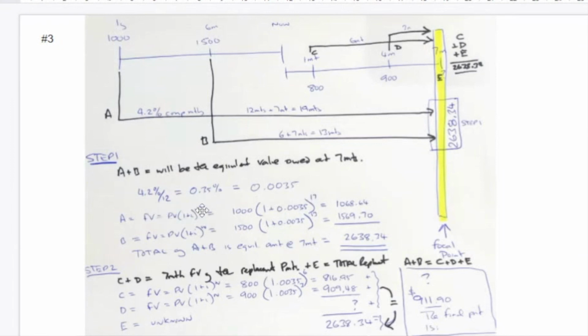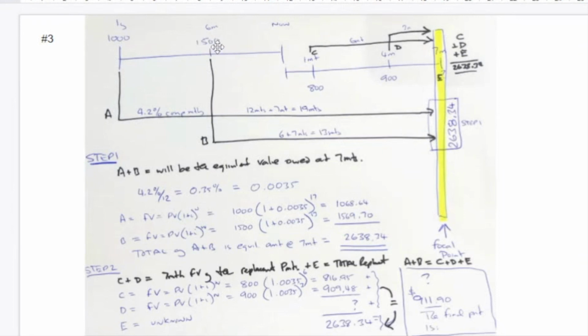So what we're doing here is we are taking this amount of money for the first one. This $1,000, we're going to bring it ahead, and we need to find out what the value of it is at the 7-month mark. So we're taking 1,000, multiplying it by 1.0035. It's 4.2%, a monthly rate of interest, or it compounds monthly. So that's 0.35% per month, which is 0.0035. So 1.0035 to the power of 19, if I'm not mistaken. And that comes to $1,068.84. So that's the first one we do.